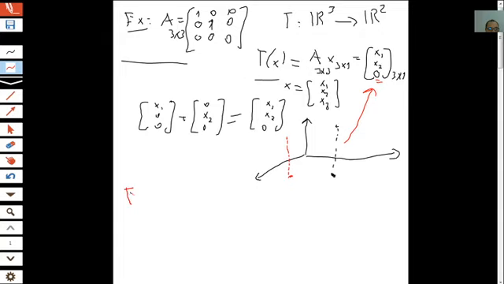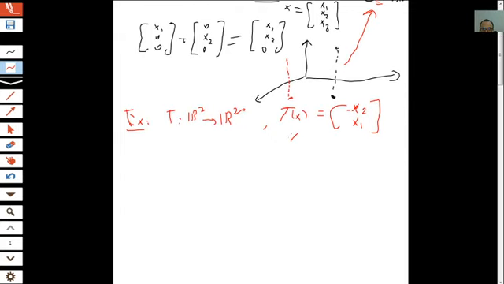Another example. T is defined from R square to itself. So T of X is equal to minus X2 and X1, where X has the components X1, X2. So the image of this one will be minus X2, X1. Show whether T is a linear transformation or not.